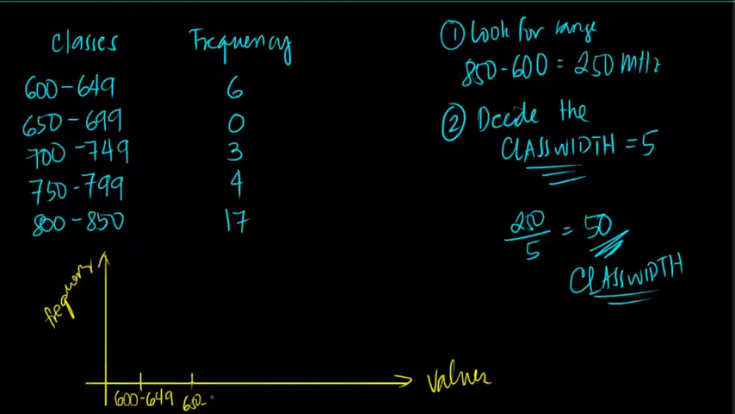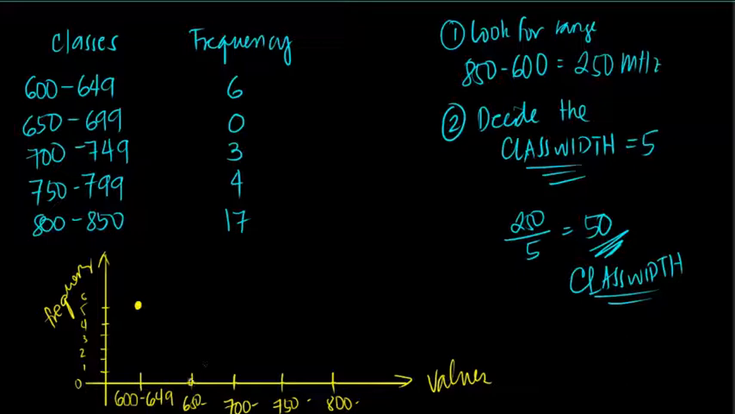So, I won't write it out, okay. And then, you have 700 to 749. We have 750 to 799. And 800 to 850. Okay. And then, the frequencies can start from 0. We have 1, 2, 3, 4, 5, and 6. Okay. 600 to 649, we have 6 oscillators that are like that.